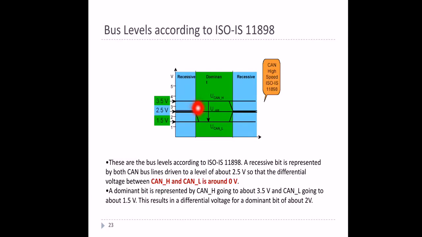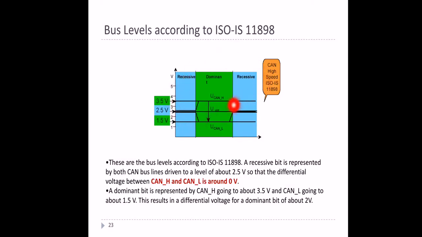In the dominant state, CAN high goes to 3.5 and CAN low goes to 1.5, so the difference is around 2 volt. That's what is mentioned: the dominant bit is represented by CAN high going to about 3.5 volt and CAN low going to about 1.5 volt. This results in a differential voltage of 2 volt for the dominant bit. This is another interview question you can expect: what is the differential voltage for the dominant bit?